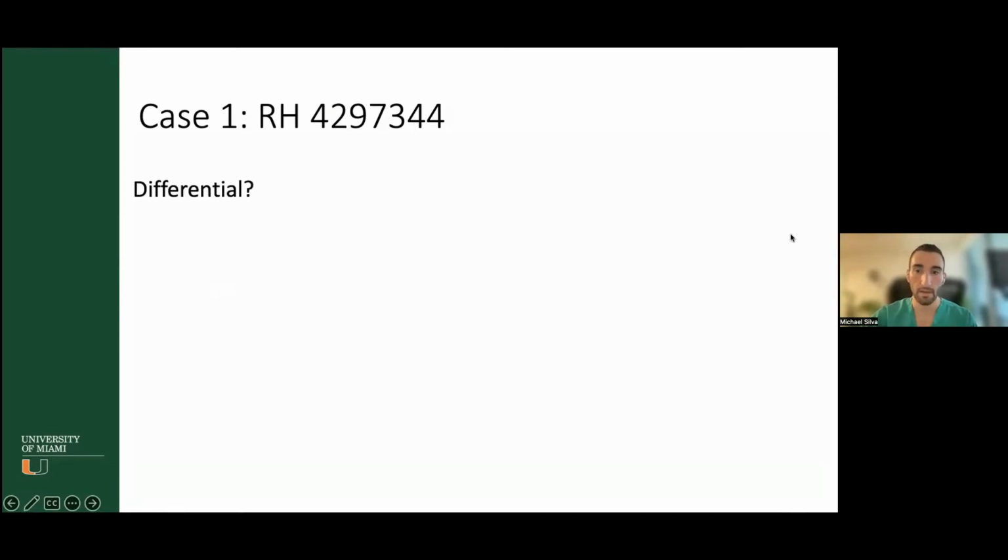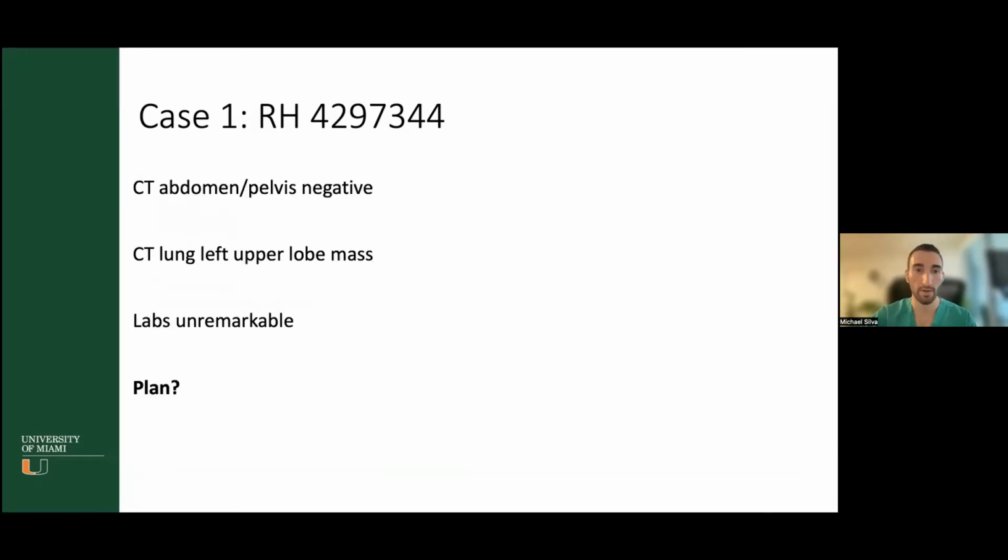Perfect. So differential, you went through it very nicely. There was some other workup done to look for metastatic disease. There was a left upper lobe mass on the CT of the lungs, nothing crazy in the labs. So what would you do for this, Turkey?